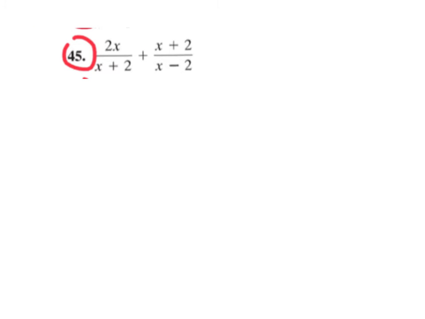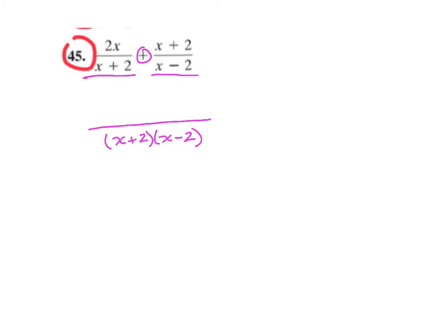Okay, Natalie, so here's number 45. And again, I have two different denominators. I have x plus 2 and I have x minus 2. So when I go to decide what my common denominator is so that I can add these, I have to account for both of those. I have to account for the x plus 2 and I have to account for the x minus 2.